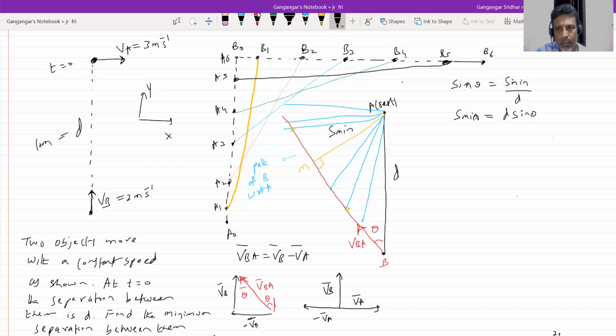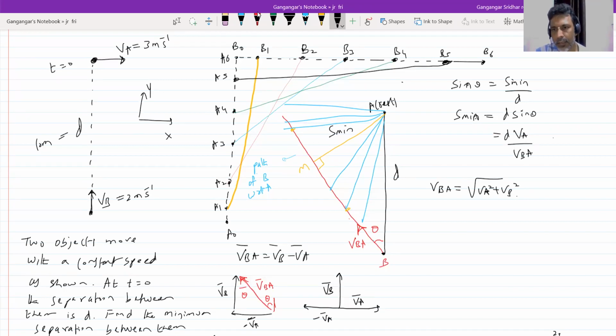Sine theta. So what is sine theta from here? Come for this vector triangle. VA by VBA. What is VBA? Anybody? We don't know VBA, no? How to get VBA? VBA is root of VA square plus VB square.